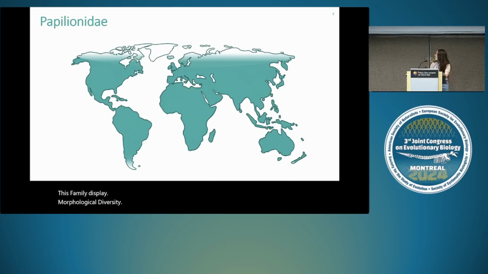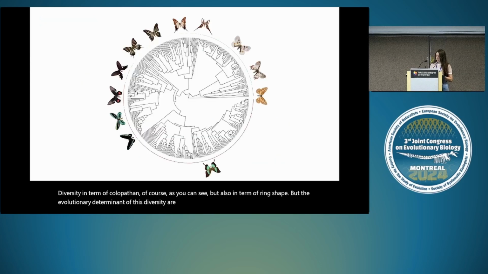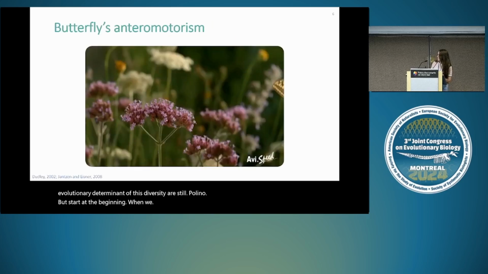Diversity in terms of color pattern, of course, as you can see, but also in terms of wing shape. But the evolutionary determinants of this diversity are still poorly known. So let's start at the beginning. When we think about the evolutionary determinants of wing shape, the first thing we have in mind is flight.